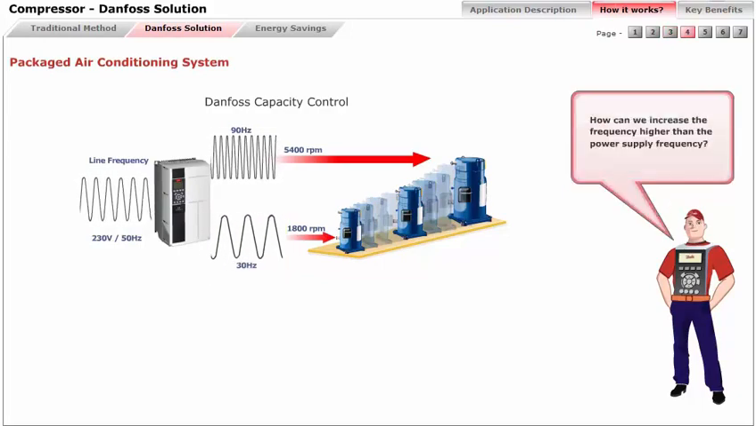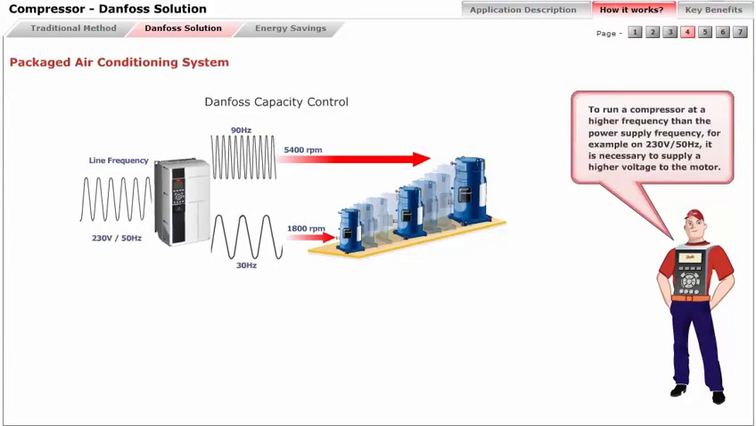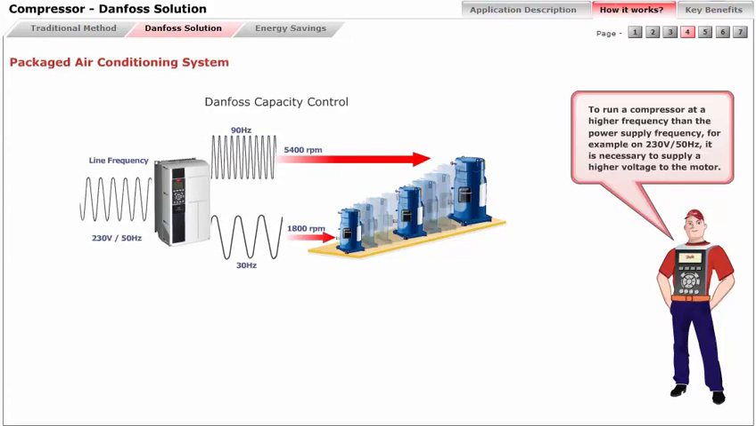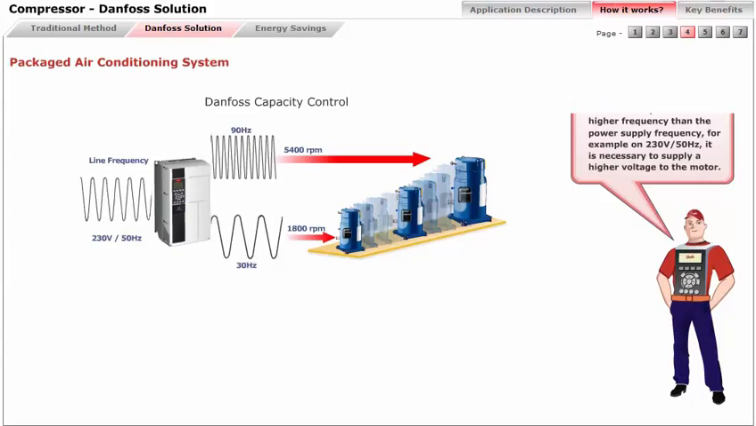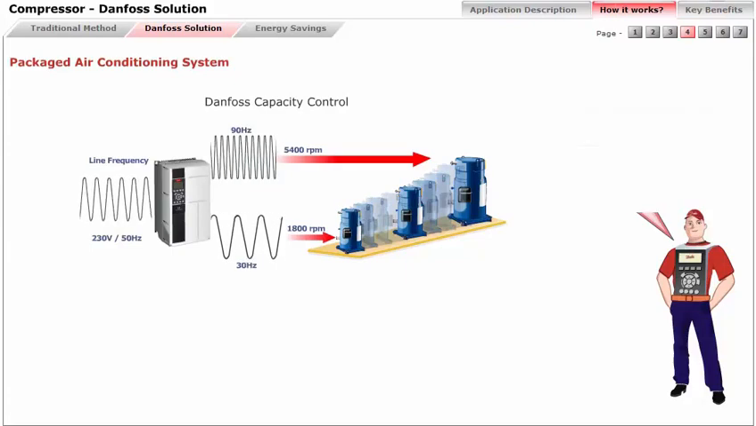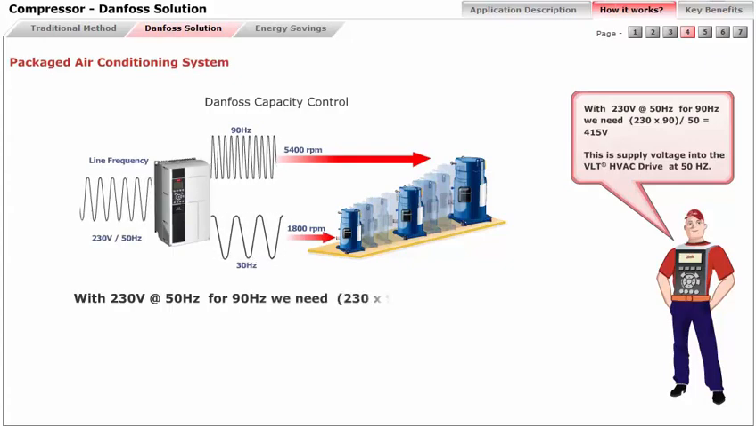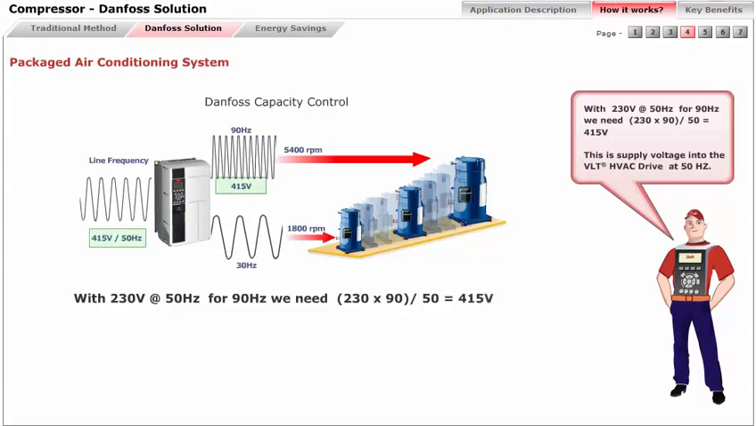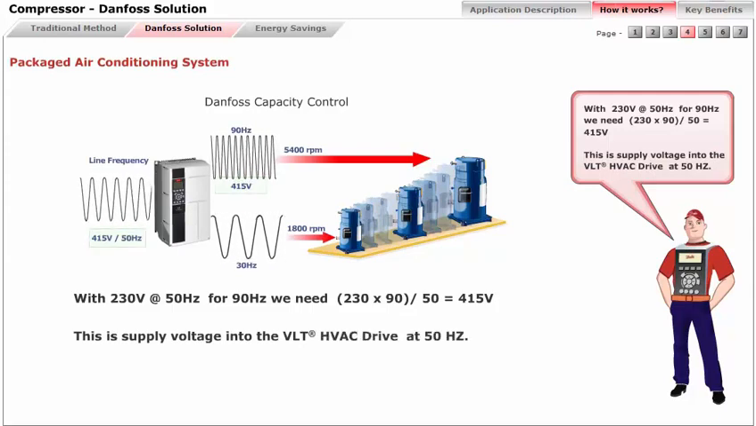How can we increase the frequency higher than the power supply frequency? To run a compressor at a higher frequency than the power supply frequency, for example on 230 volts, 50 Hz, it is necessary to supply a higher voltage to the motor. For 90 Hz frequency, we need to supply higher voltage. With 230 volts at 50 Hz, for 90 Hz, we need 230 times 90 by 50, which is equal to 415 volts. This is the supply voltage into the VLT-HVAC drive at 50 Hz.